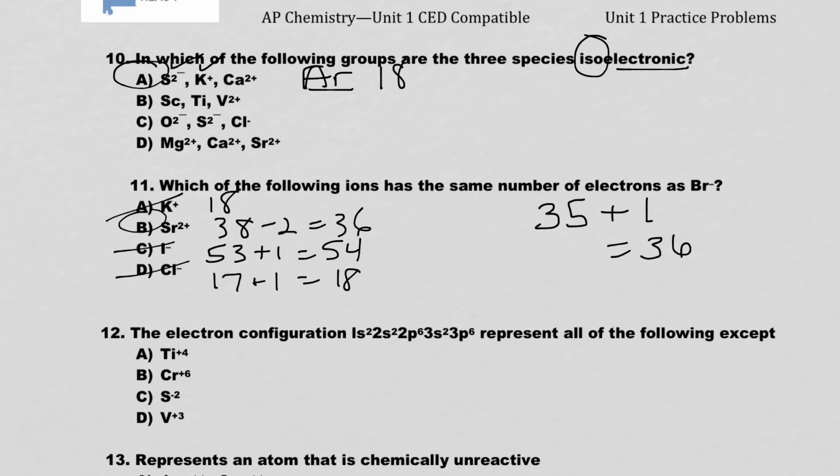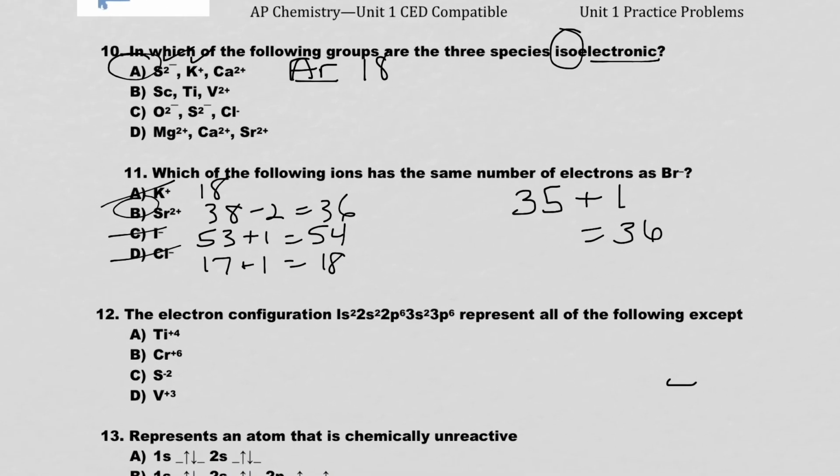For number 12, it gives us an electron configuration, and this is where we really want to make sure we're reading carefully, and a lot of times this word might be underlined. It says except. As you can see, all of these are really isoelectronic questions. They're just asked in very different ways. So if I look at this, the electron configuration is 1s2, 2s2, 2p6, 3s2, 3p6. That is argon. That's 18 total electrons.